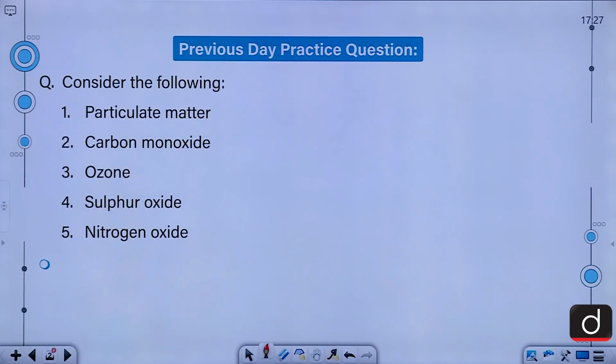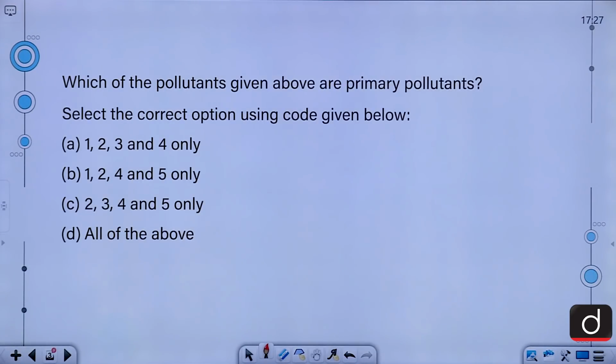Consider the following: particulate matter, carbon monoxide, ozone, sulfur oxide, nitrogen oxide. Which of the pollutants given above are primary pollutants? Select the correct option using code given below. 1, 2, 3 and 4 only, 1, 2, 4 and 5 only, 2, 3, 4 and 5 only, or all of the above. I hope you have answered it correctly in the comment segment.